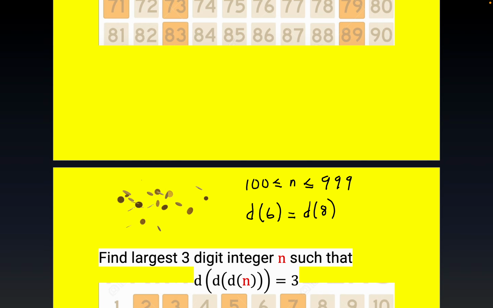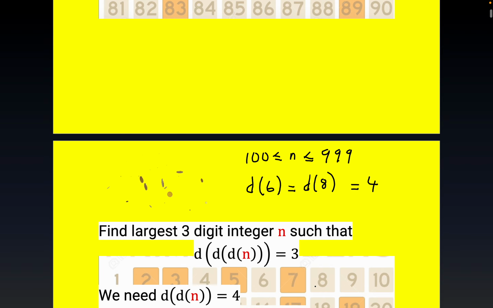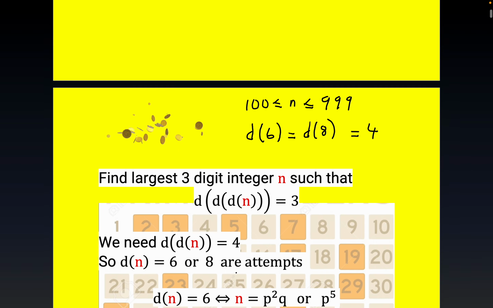Now both 8 and 6 have 4 divisors. This only counts them, it doesn't count their magnitude. 6's divisors would be 1, 2, 3, and 6. 8's divisors would be 1, 2, 4, and 8. All right, now again, this is a nested condition. We're applying the divisor function 3 times, and we're looking for the largest 3-digit integer such that the evaluation will be 3.